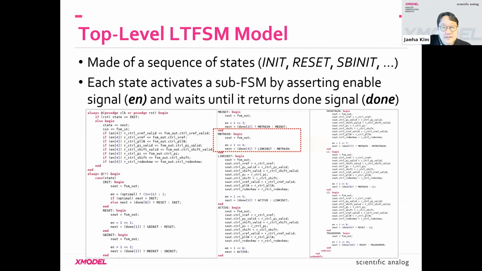Okay, and this is just a glimpse of what our finite state machine model looks like. It's a big case statement that will go through these states, and each state will describe the output that it has to produce and what the next state is going to be. Sometimes it will enable a sub FSM by asserting an enable signal, and wait until that sub FSM says it's done by monitoring the done signal. Okay. And today we'll focus on the MB train part, which performs most of the calibration that we're going to talk about.